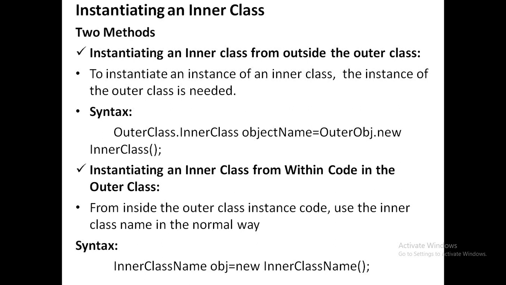Instantiating an inner class. There are two ways to instantiate an inner class. One is from outside the outer class and another is from within the code in the outer class. While instantiating an inner class from outside the outer class, we need to create the object of the outer class. So here: OuterClass.InnerClass objectName = outerObject.new InnerClass(). While instantiating an inner class from within the outer class, we can do it in the normal way, that is, InnerClassName object = new InnerClassName().